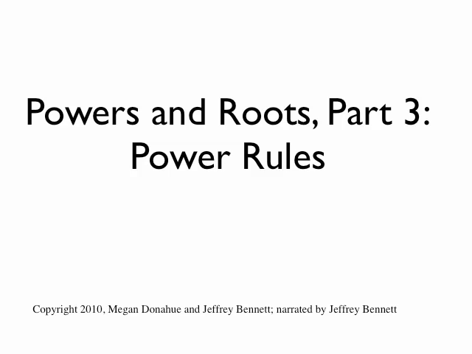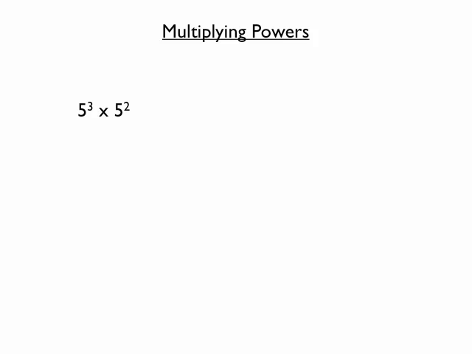Three simple rules allow us to multiply or divide powers of the same number or to raise powers to other powers. Let's start with multiplication by doing 5 cubed times 5 squared. Notice that 5 cubed is equal to 5 times 5 times 5, and 5 squared is 5 times 5. We now have 1, 2, 3, 4, 5 fives, so the answer is 5 to the 5th power.